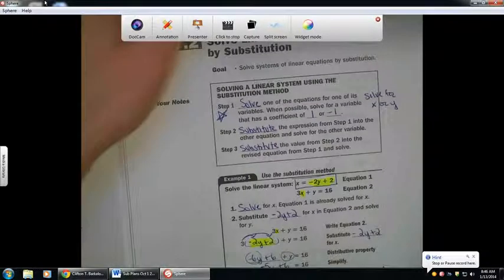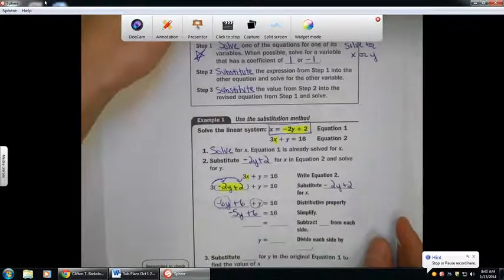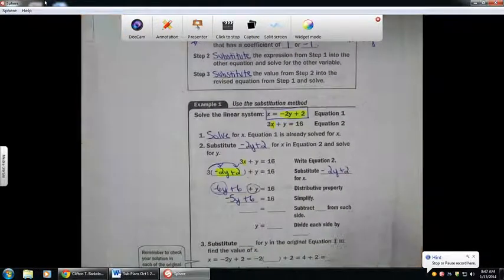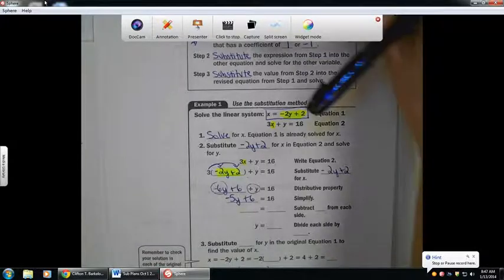Oh, let me move it up, sorry. We have a two-step equation. Zoom in a little bit.